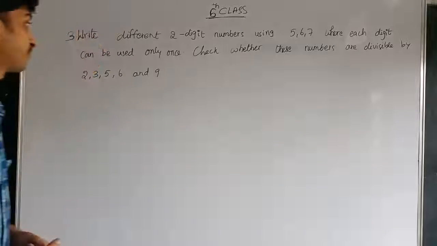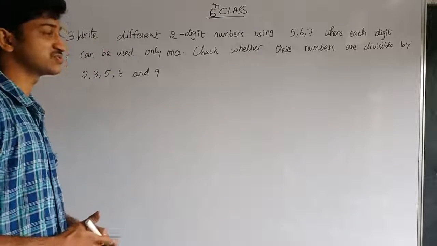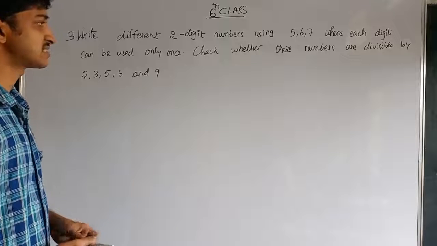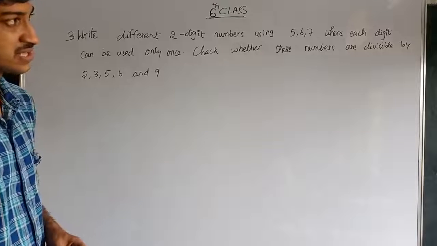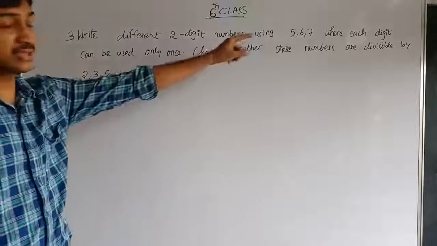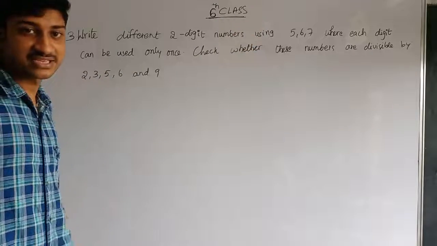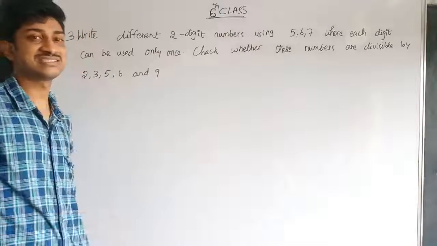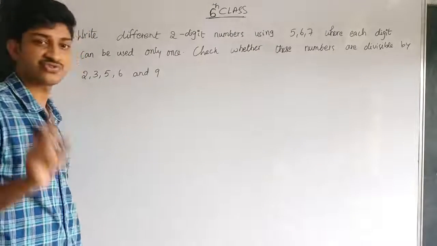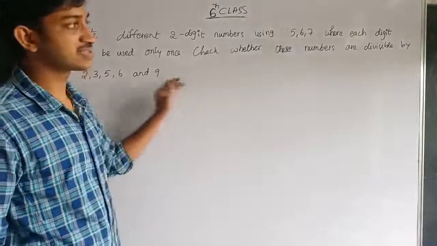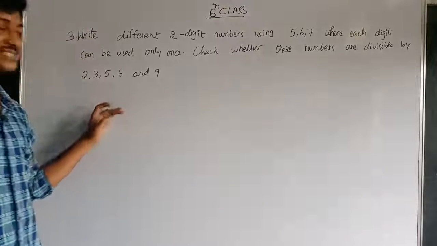Okay students, see here. Write different two-digit numbers using 5, 6, 7 where each digit can be used only once. Check whether these numbers are divisible by 2, 3, 5, 6 and 9. Here given are 3 digits. We have to write two-digit numbers by using these 3 digits, using only one digit at a time, and check whether these numbers are divisible by 2, 3, 5, 6 and 9.